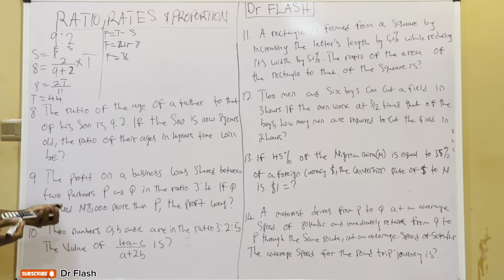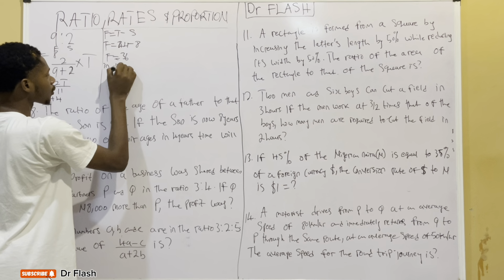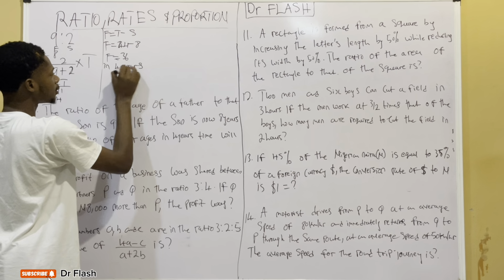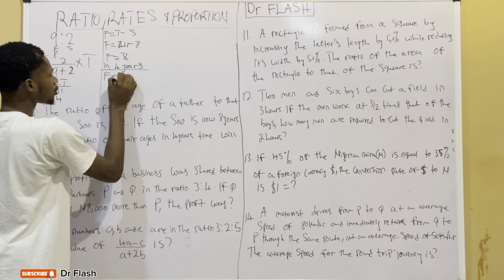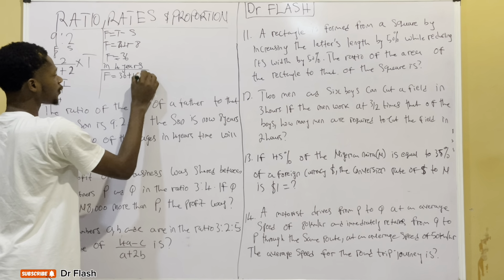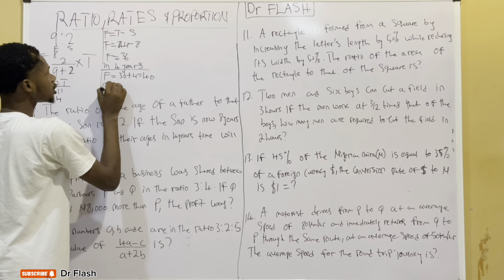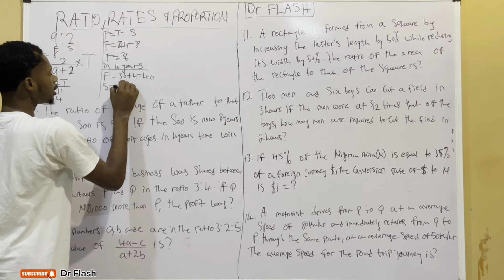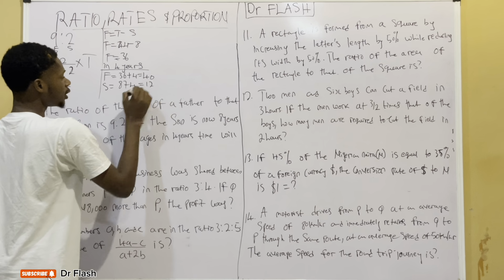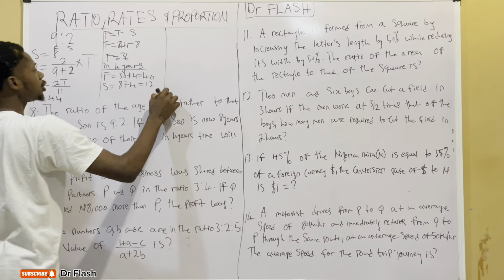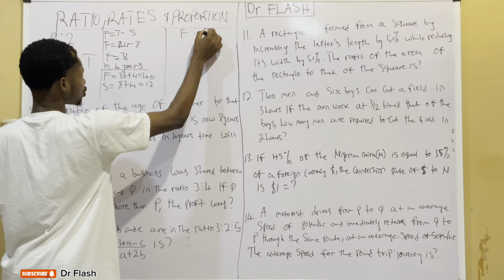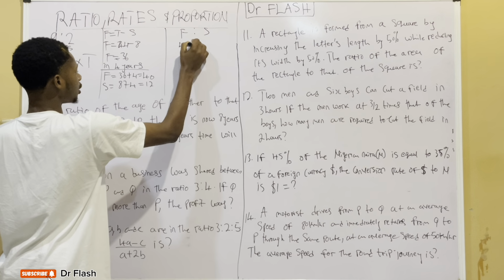Now they said that in 4 years' time, we need the ratio of their ages. In 4 years' time, they've all increased in age by 4 years. So the father's age becomes 36 plus 4, which is 40. The son's age will be 8 plus 4, which is 12. So now what will be the new ratio? The new ratio of father to son is 40:12.